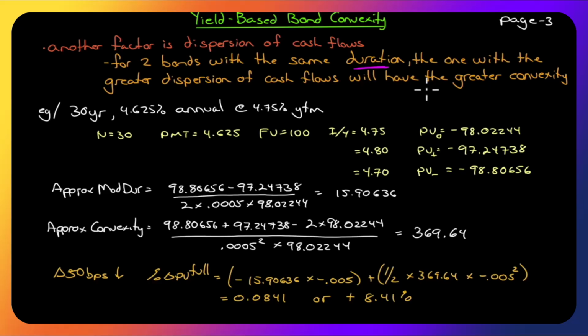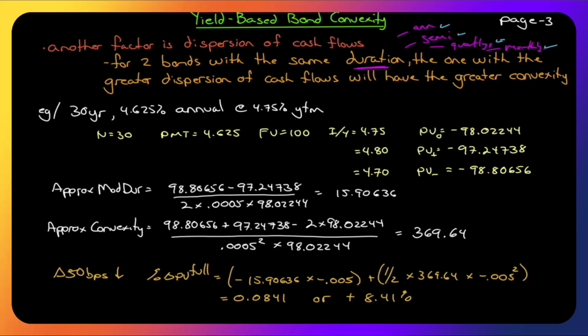What does this mean? Let's say that you have 2 bonds with the same duration. One is a semi, one is a quarterly. Let's make it 3 bonds. One is a quarterly. Let's make it 4. One is an annual and one is a monthly. And let's say they all have the same duration. The monthly will have higher convexity than the quarterly, which will have higher convexity than the semi, which will have higher convexity than the annual bond.